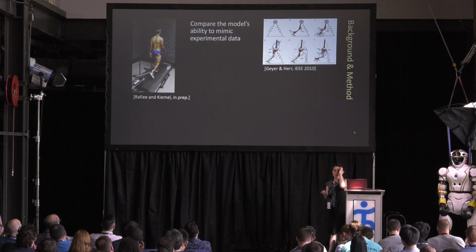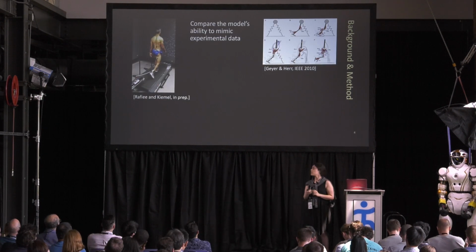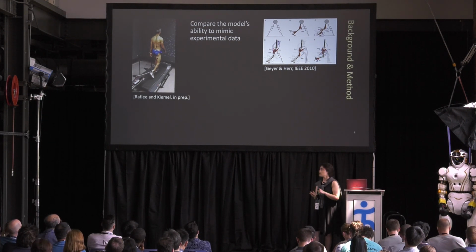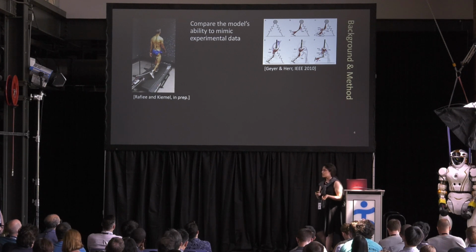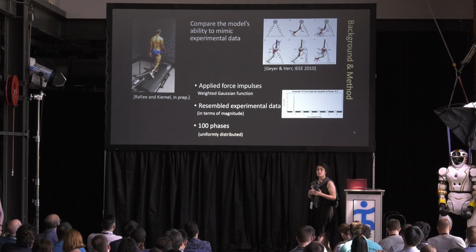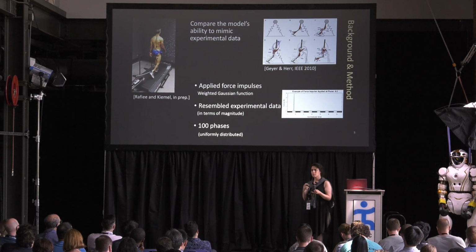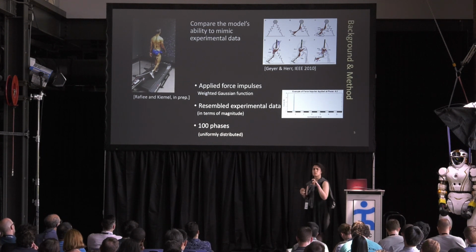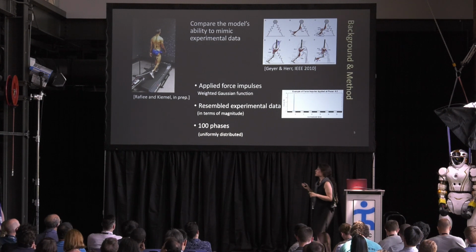So what I wanted to do here was compare a model of human locomotion that uses only reactive strategies, Gara and her 2010 paper, to experimental data to see how successful it is in mimicking our data. So I simulated mechanical perturbation, applied force impulses at 100 phases, and then made sure that they mimic experimental data.